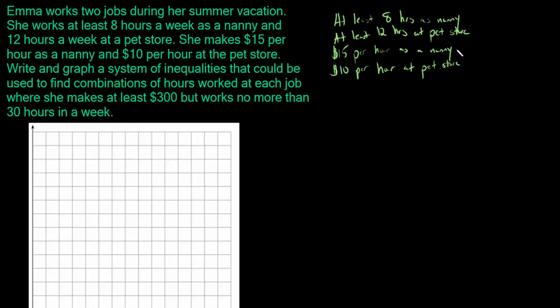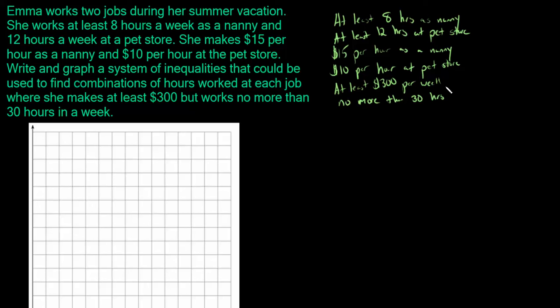Write and graph a system of inequalities that could be used to find combinations of hours worked at each job where she makes at least $300 per week, but works no more than 30 hours in a week.